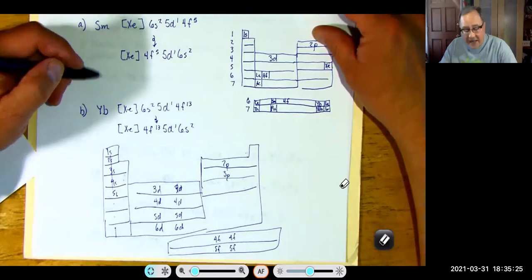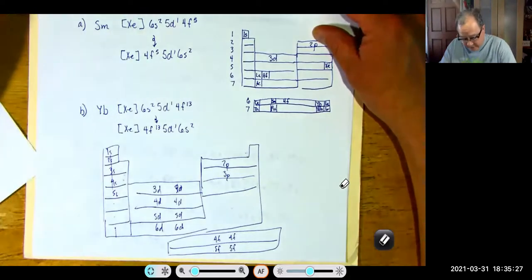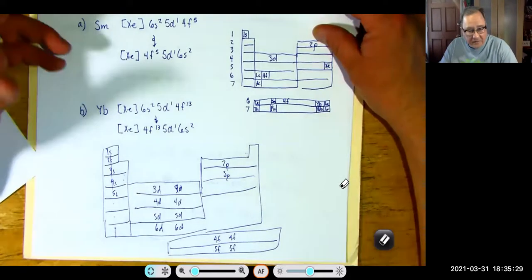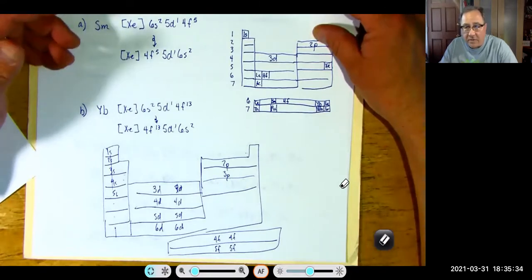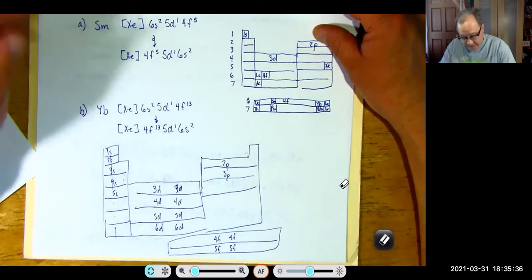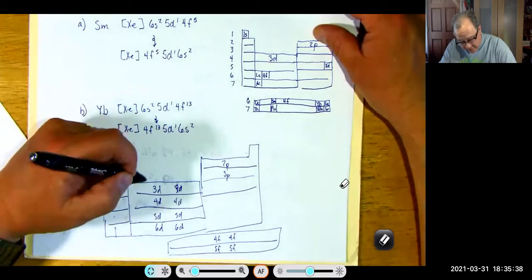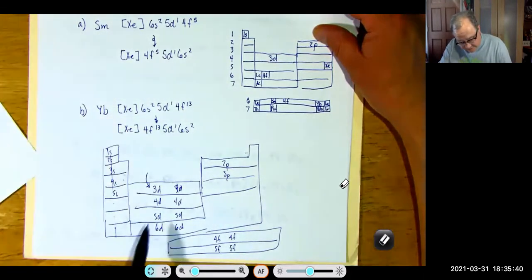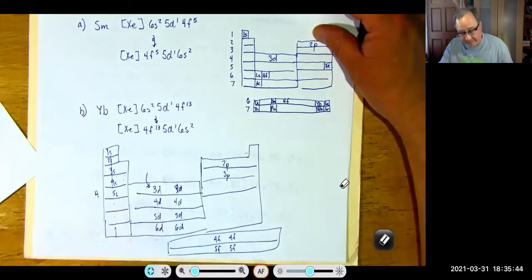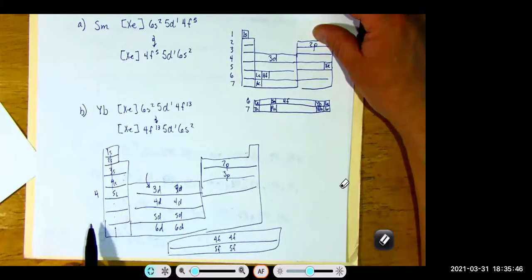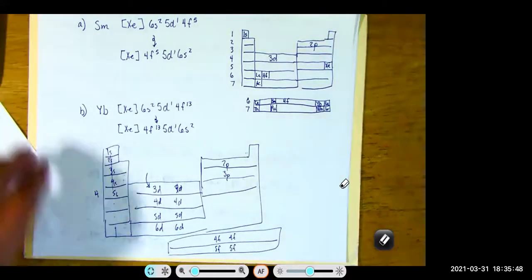So you want to get into the habit of thinking about what row, what number belongs with what row. And this one is weird, admittedly, because this is the 4th period, but that's the 3d subshell. Right. Okay, let's try some more here.